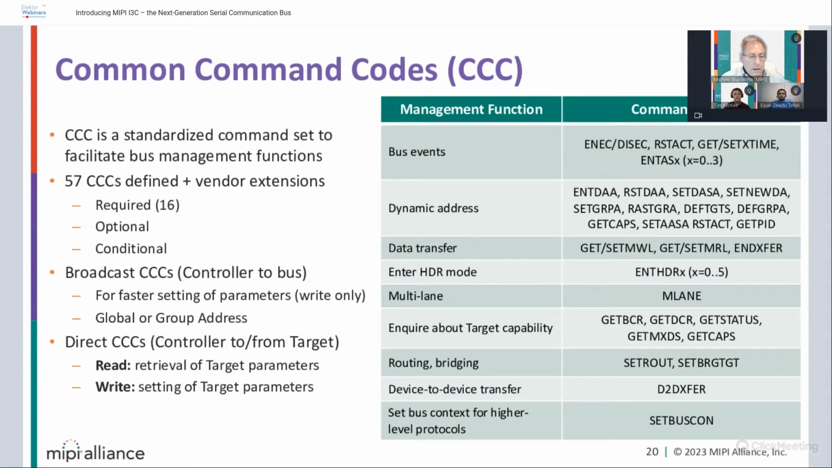Okay, so this gives you just a flavor of what these command codes are. There are about 57 command codes defined, but you don't have to implement them all. Really, only 16 of them are required to make a bus functional. The others are optional, or conditional on what you want to do. And they are about, as you see in the table, managing bus events like enable and disable interrupt.